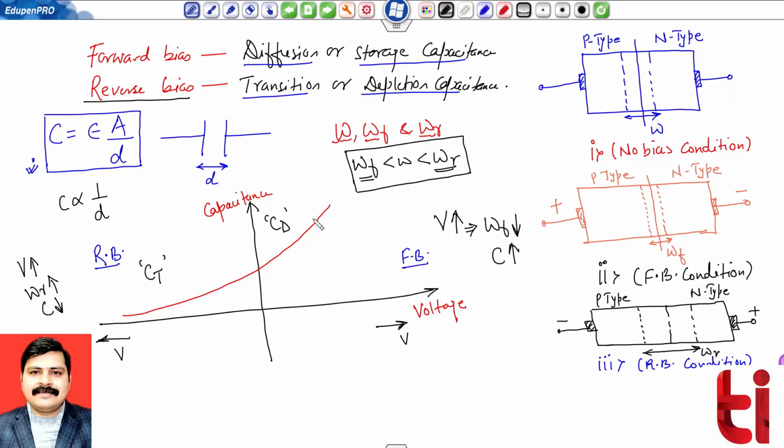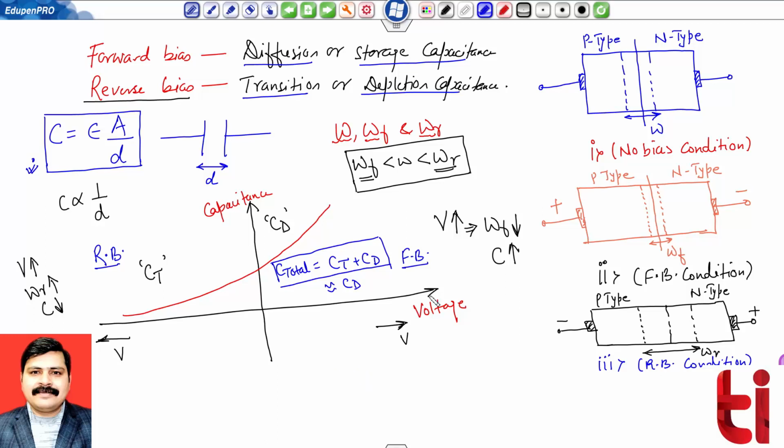that is my diffusion capacitance. So if I am interested in finding the total capacitance, C total, this C total becomes CT plus CD, but you can see that the dominating component is CD, so somewhere this will be equivalent to CD.